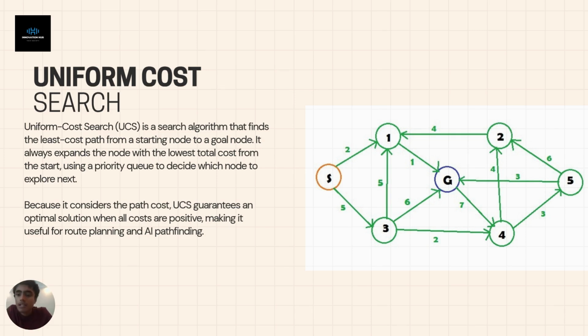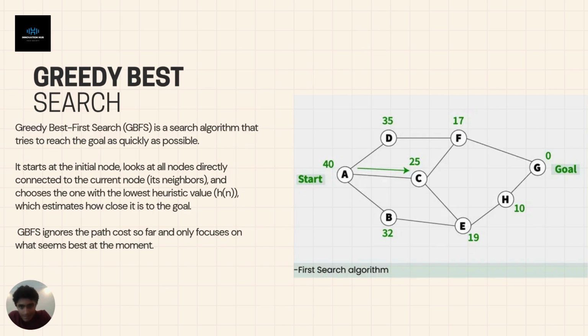This process repeats until the goal node is reached. Because the algorithm always expands the least expensive path, it is known to be a very cost efficient algorithm, and it guarantees finding the optimal solution when all path costs are positive. So now let's move on to greedy best first search.